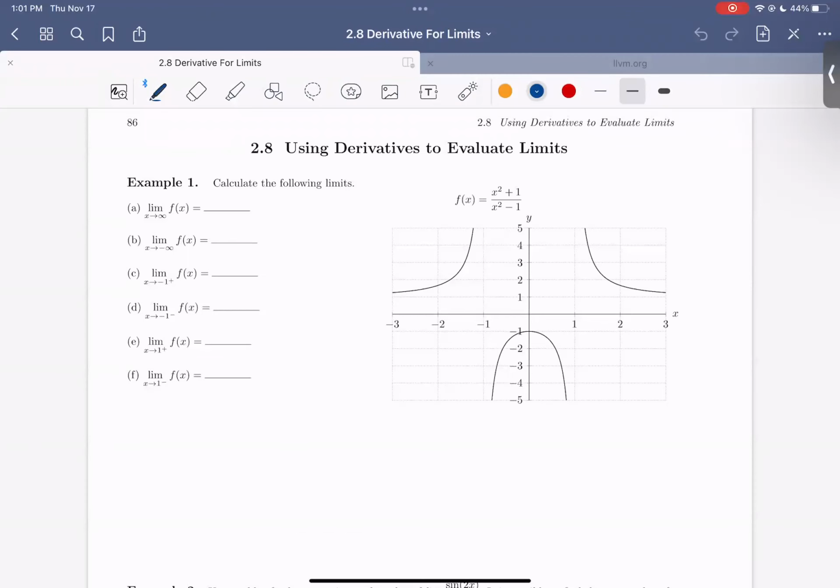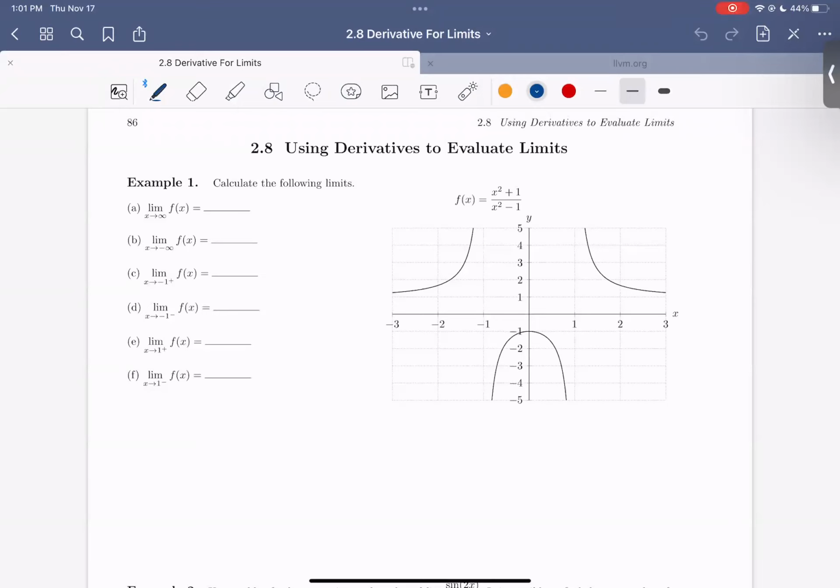Hello, everyone. In this video, we are going to look at example 1 from section 2.8 on using derivatives to evaluate limits. The reason why we are calling this section 2.8 and visiting it now is because it's situated after learning about rules of derivatives, but its contents is about limits. So in this entire section, we learn about how to use derivatives to compute a certain type of limit.